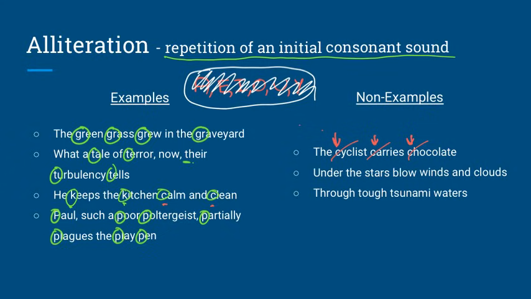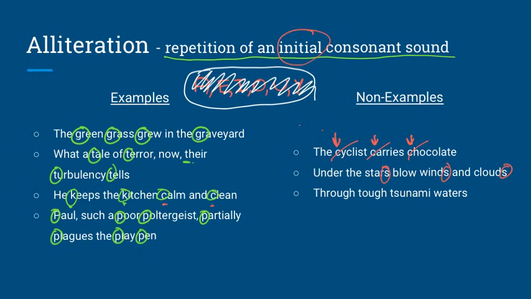So this was actually a pitfall that I had made previously. So winds, clouds, stars. Yeah, it's the same consonant sound. We got that, but we want to make sure it is the initial consonant sound. So it needs to come at the beginning of the word in order for it to be a valid case of alliteration.